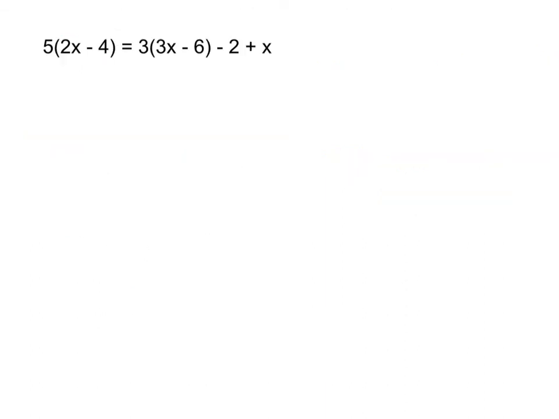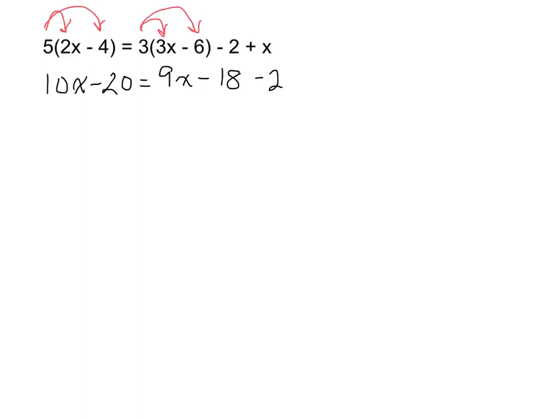In the second example, we have parentheses on both sides of the equation. Therefore, our first step again is to use the distributive property. Notice I'm drawing the arrows just as a reminder of what is being multiplied. So on the left side, we have 10x minus 20, and on the right side, we have now 9x minus 18. We didn't do anything with the negative 2 or the x. Since they weren't in the parentheses, they do not get multiplied by 3. Just copy down the remaining terms.